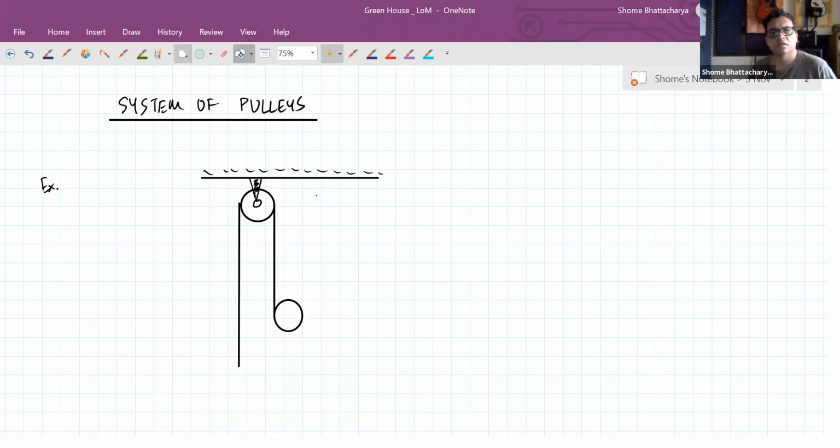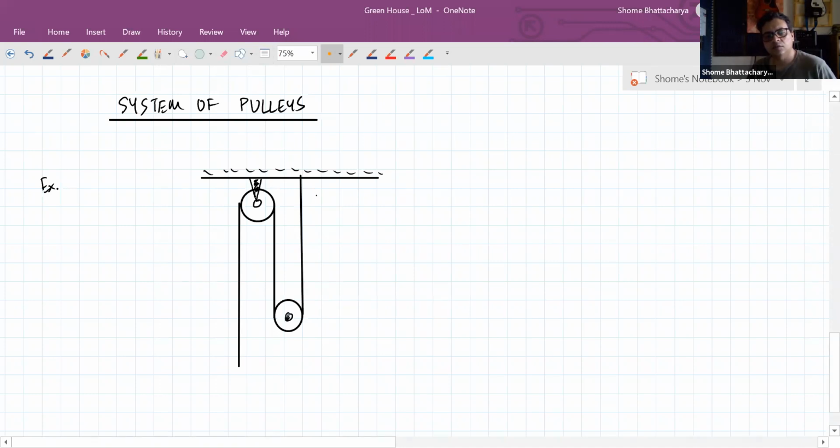So this first thread is going around this second pulley, and it's again attached to the ceiling over here. Whereas this pulley itself, from the axle, it's attached to a block like this. And of course, we have another block here. So these are pulleys P1 and P2, and these are blocks A and B.